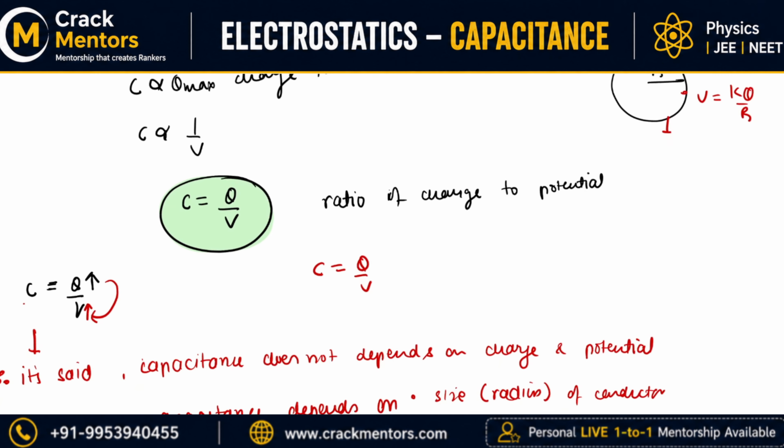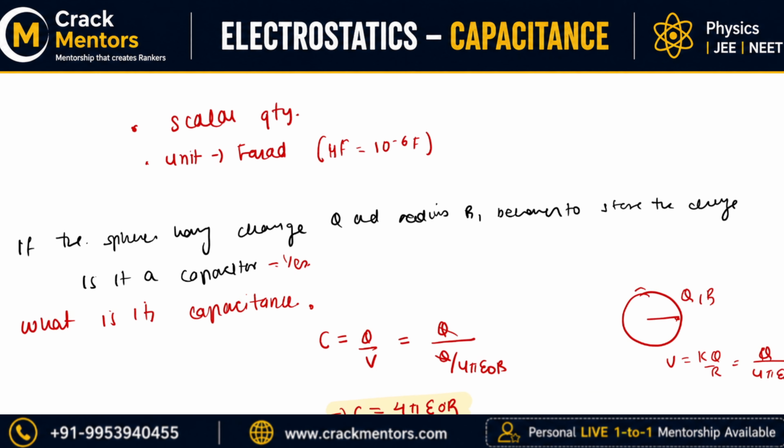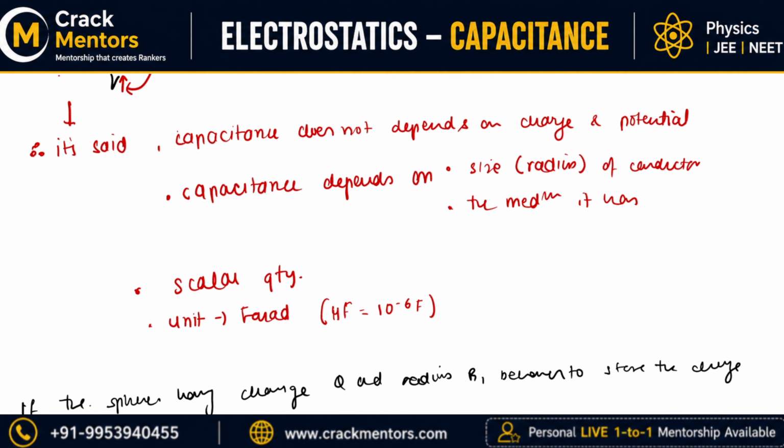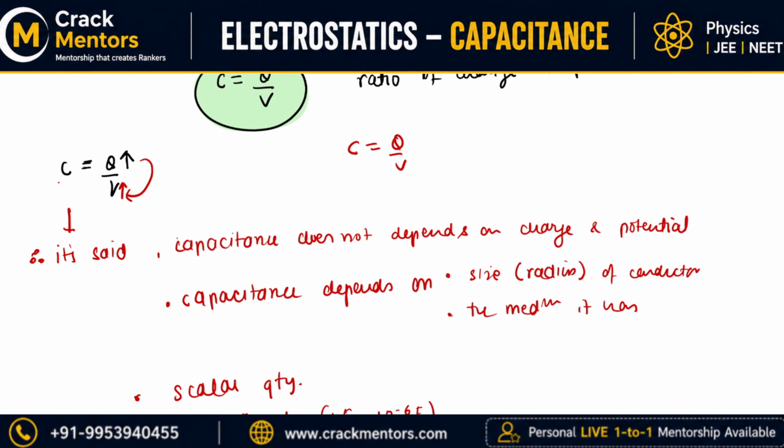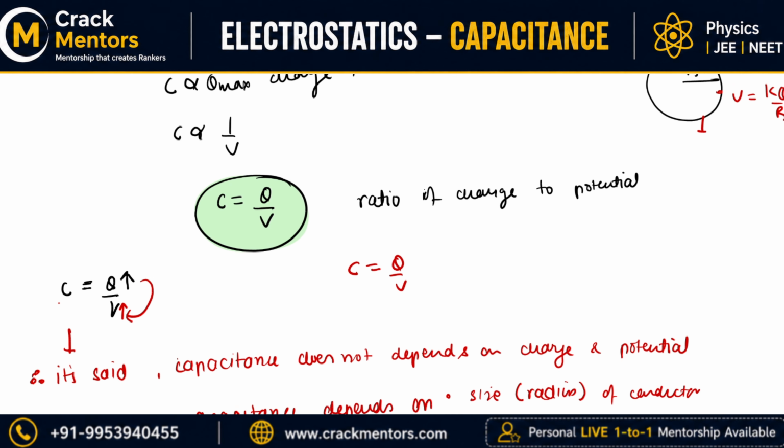It is measured in farad, but farad is not very useful to us, therefore we use microfarad in our questions. Capacitance is a scalar quantity. The value of the capacitance C is equal to Q by V.